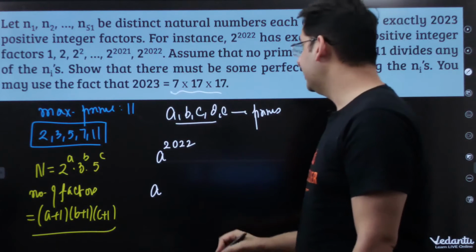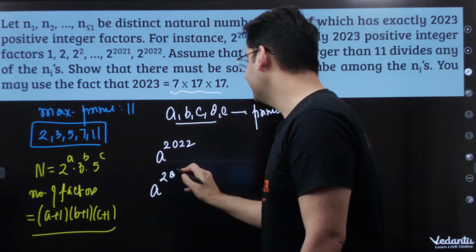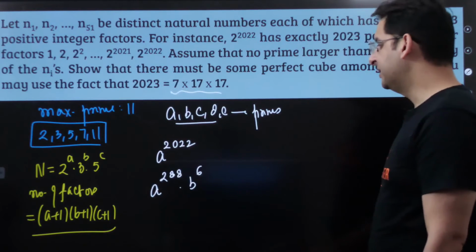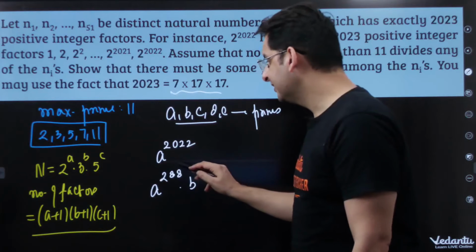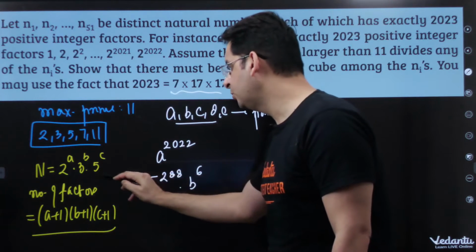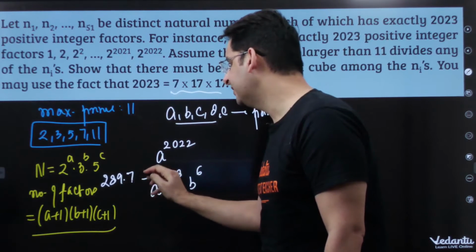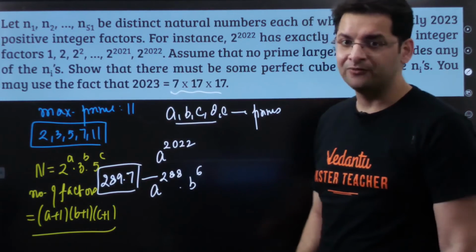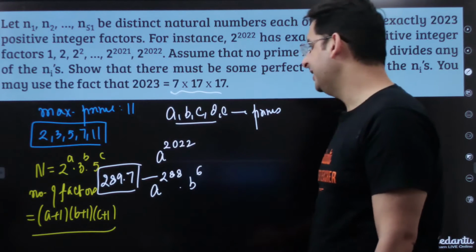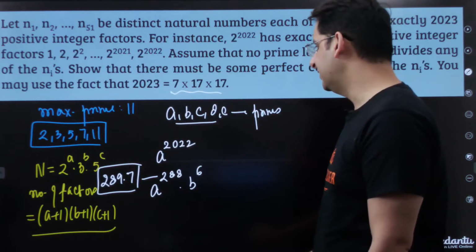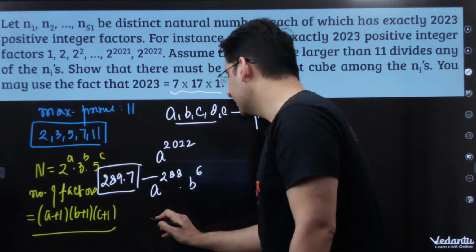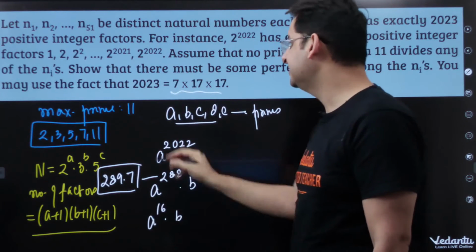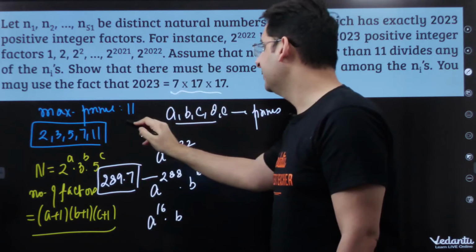A to the power 288, B to the power 6. In this case, of course, the number of factors is going to be 289 into 7. So this is one of the ways of putting the number, as A to the power 288, B to the power 6. The other way can be A to the power 16 and B to the power, what is 7 into 17? 119.